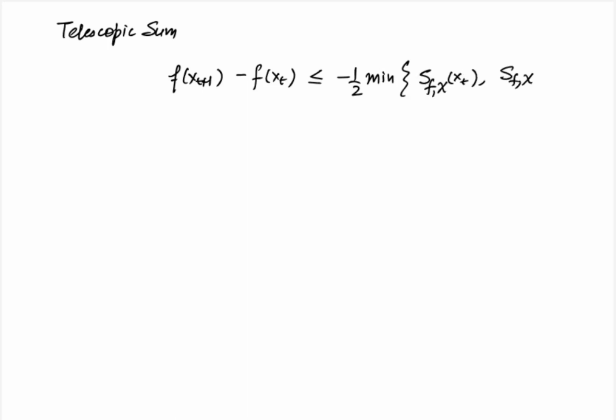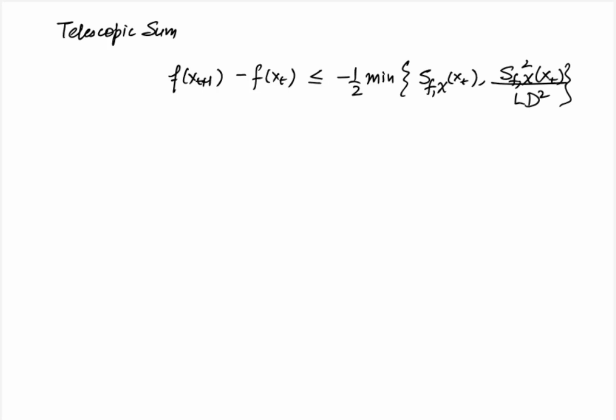We can combine those bounds so as to obtain that f of xt plus 1 minus f of xt is less than or equal to minus half minimum of s of xt comma s of xt square divided by ld square. We were able to write this because the second term is smaller when eta t equals 1 and the first term is smaller in the other case.